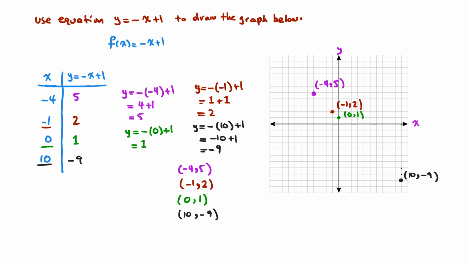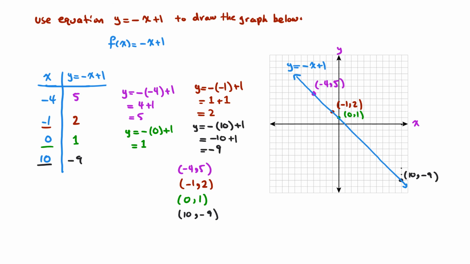And I will connect all these points. Let's use blue. And it will look something like this. And I'm going to put the arrows. And I will put down my equation here. Y is equal to negative x plus 1.